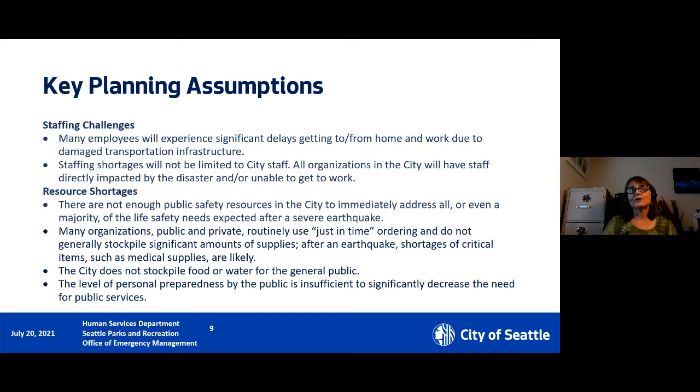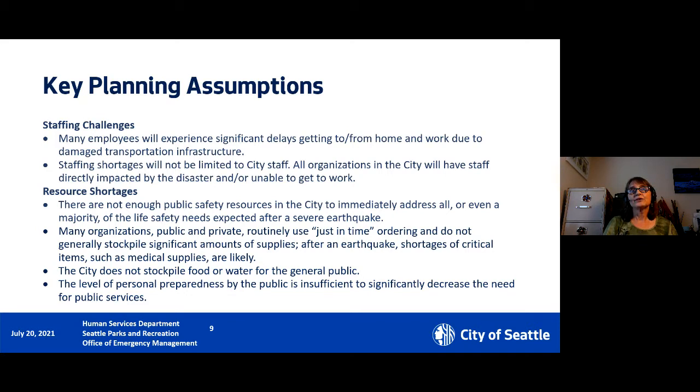Staffing shortages will not be limited to city staff. All organizations in the city will have staff directly impacted by the disaster and or unable to get to work. So these staffing shortages will lead to a disruption of services and resources. We saw this to some degree during the COVID response as well.